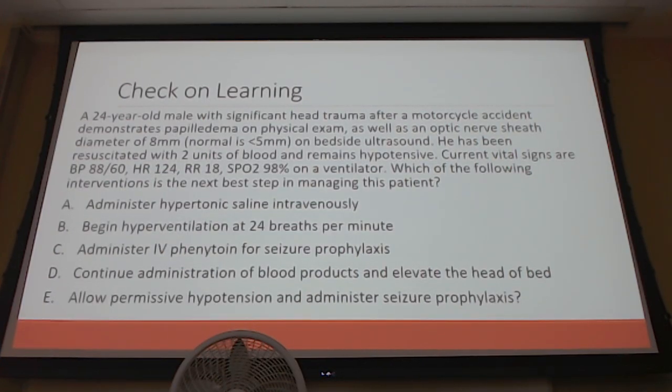All right, so we got a 24-year-old male who has a head trauma after a motorcycle accident, demonstrates papilledema on physical exam. I don't know how they saw that, but awesome. As well as optic nerve sheath diameter 8 millimeters. So that's something we can do is bedside ultrasound. Okay, we measured that. Good. You guys will do that on each other here in our next block. It'll be fun. All right, he has been resuscitated, 2 units of blood, remains hypotensive, current vital signs 80/60, heart rate 124, respiratory rate 18, 98% on the ventilator. Responding to interventions, what's the next best step in managing this patient?